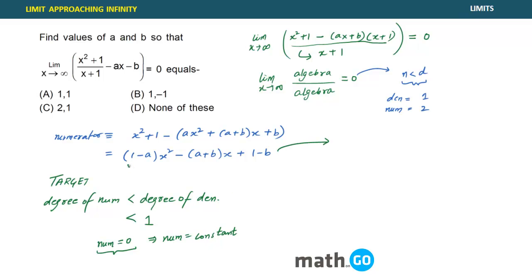You want no term of x square, right? So that means 1 minus a should be equal to 0. This gives you the answer for a. a comes out to be 1.